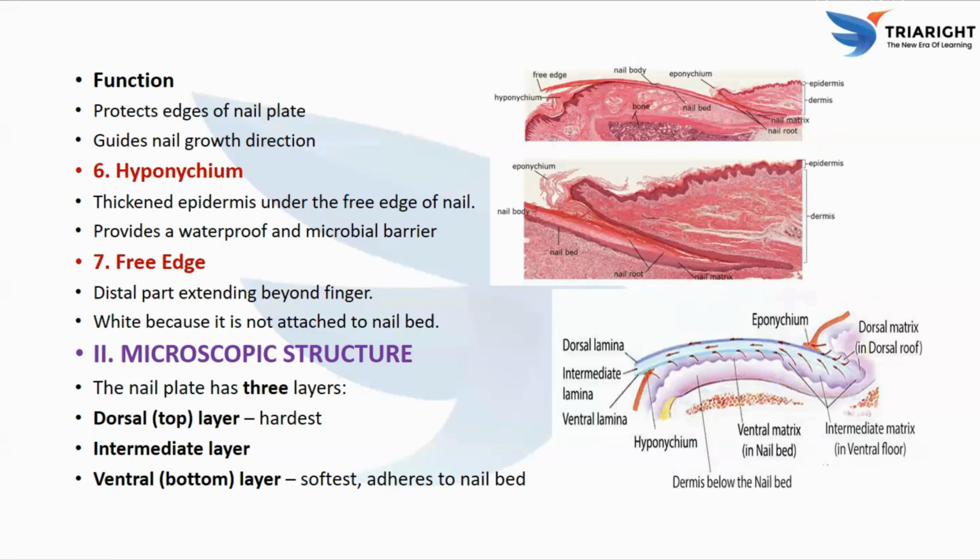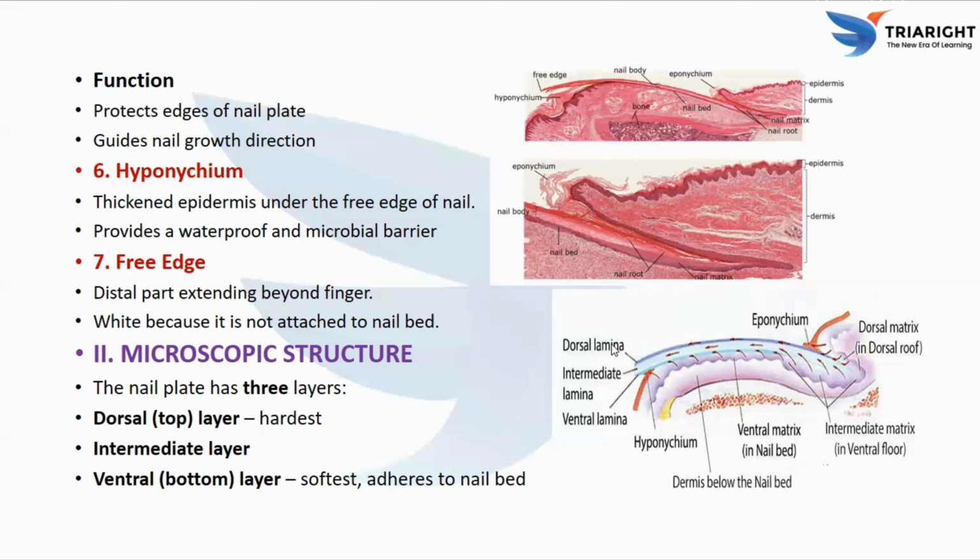So how do you remember these concepts? The matrix makes the nail. So the nail plate forms, and the nail bed nourishes it. The nail remains healthy and pink. The lunula is a visible part of the matrix. The cuticle seals the nail, which prevents infection. The nail folds hold the nail in place. The hyponychium acts like a door. It stops microbes from entering under the nail. The free edge is the extended part that we cut. So these are the concepts you have to remember.